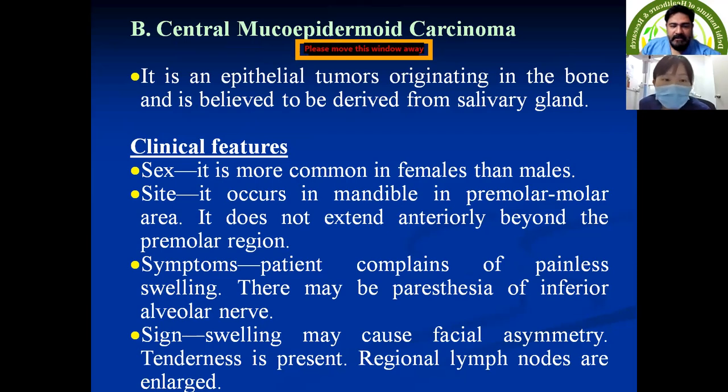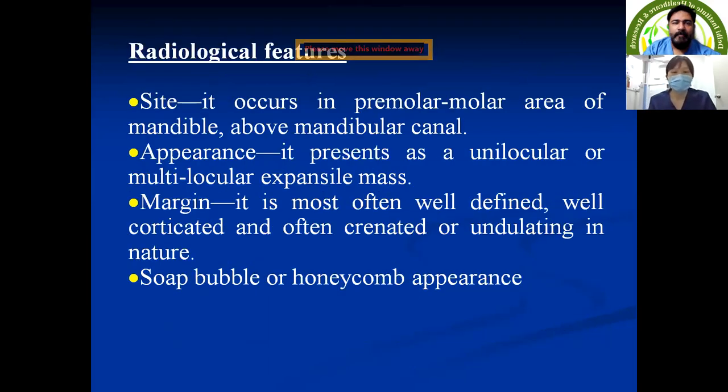Signs: swelling may occur with facial asymmetry, tenderness is present, regional lymph nodes are enlarged. In radiological features, it occurs in the premolar-molar area of the mandible above the mandibular canal. Appearance: it is present as a unilocular or multilocular expansile mass. Margins: it is mostly well defined, well corticated, and often crenated and undulating in nature. There is a soap bubble or honeycomb appearance.